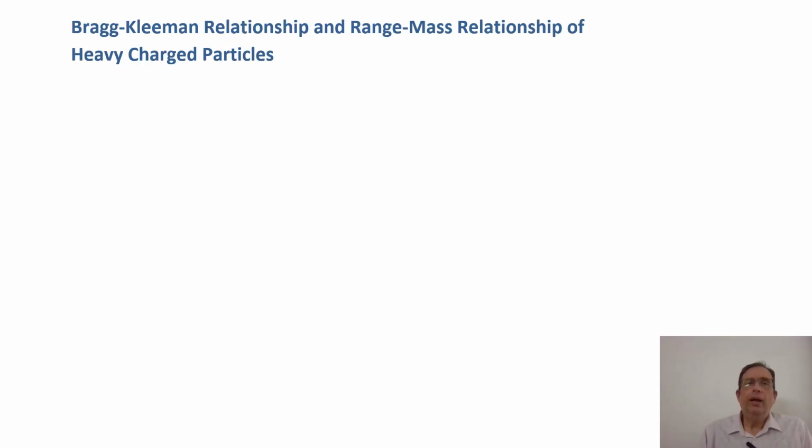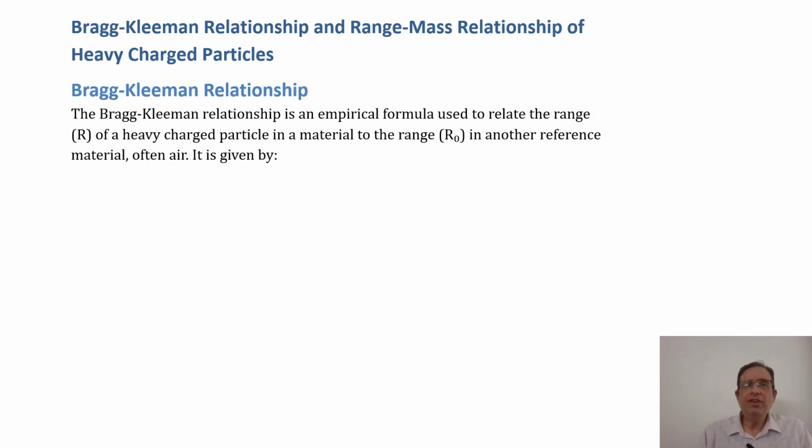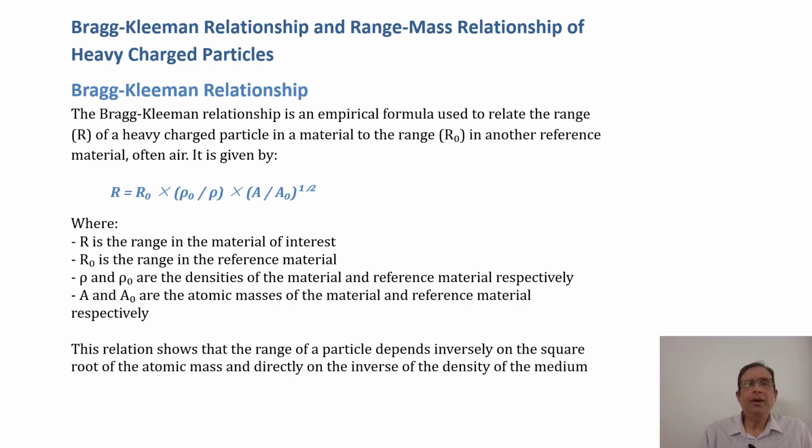So here we can look at a relationship called the Bragg-Kleeman relationship, also called the range mass relationship, not the range mass, which will come later. First, we will discuss the Bragg-Kleeman relationship for heavy charged particles. So what is the Bragg-Kleeman relationship? It's an empirical relationship established by experiments, and it relates the range of a heavy charged particle in a material to the range in another reference material, often air. It is given by this particular formula.